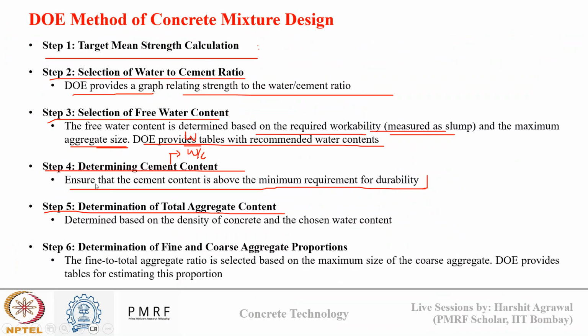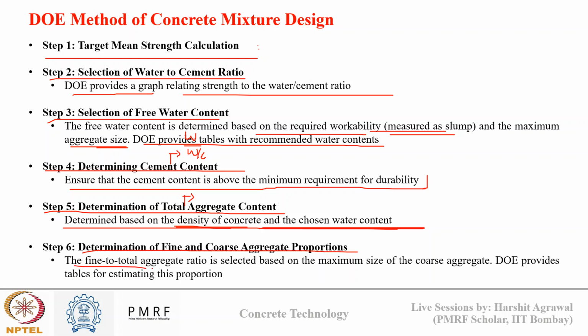Okay. Step 4 is determining cement. Then we have determining the total aggregate content. So this is based on the density of concrete and chosen water to cement ratio. So you will see in the DOE method there is a graph which relates density of concrete and water to cement ratio, which helps us to calculate the total aggregate content. Then finally, we will determine the fine and the coarse aggregate proportion.